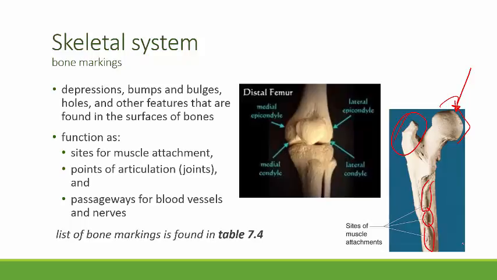Okay, so there we have it. We've talked about the microscopic structure of both spongy bone and compact bone. We've talked about the macroscopic structure of a long bone, some of the tissues that are common to all bones, especially the periosteum and the endosteum, and then a little bit more on some of the anatomical parts.